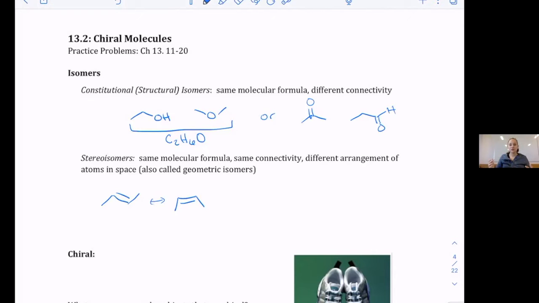atoms in space. So a cis-trans isomer is a version of a stereoisomer, and we're also going to learn two new versions, which are called enantiomers and diastereomers. We'll define those further later, but know that the umbrella term for them is stereoisomers. So the same connectivity in terms of what's bonded to what, but in a new orientation, a new geometric arrangement.